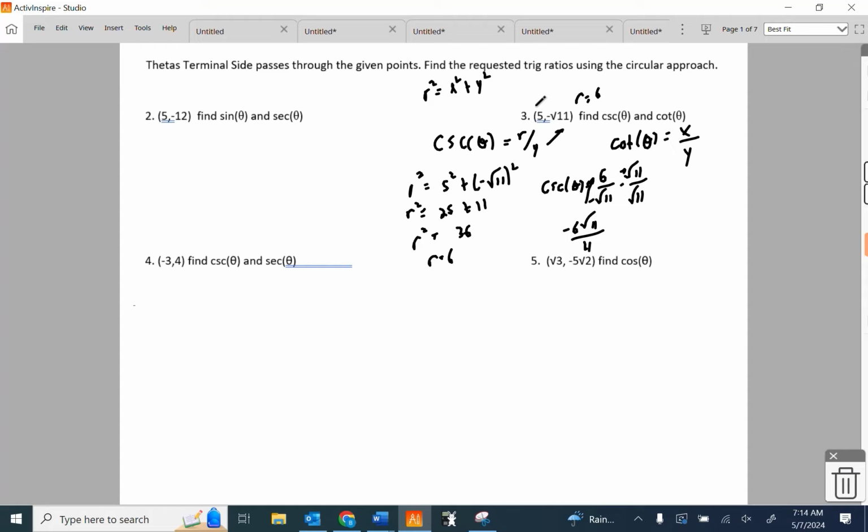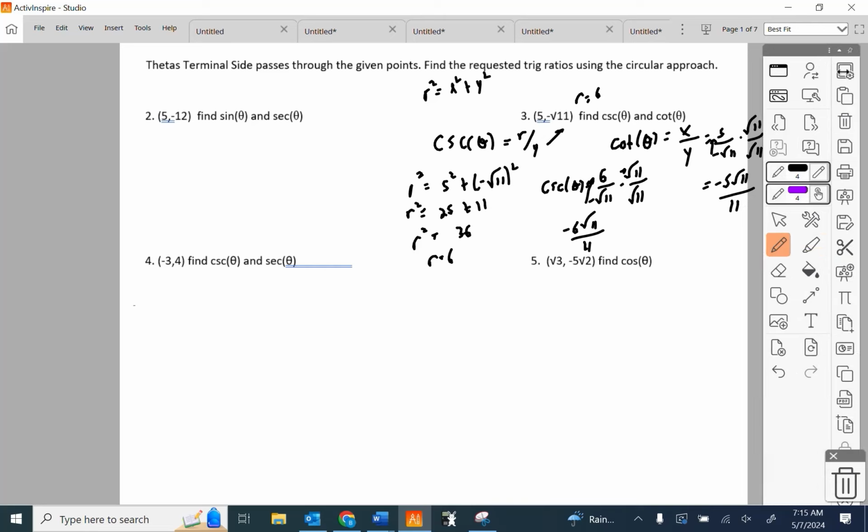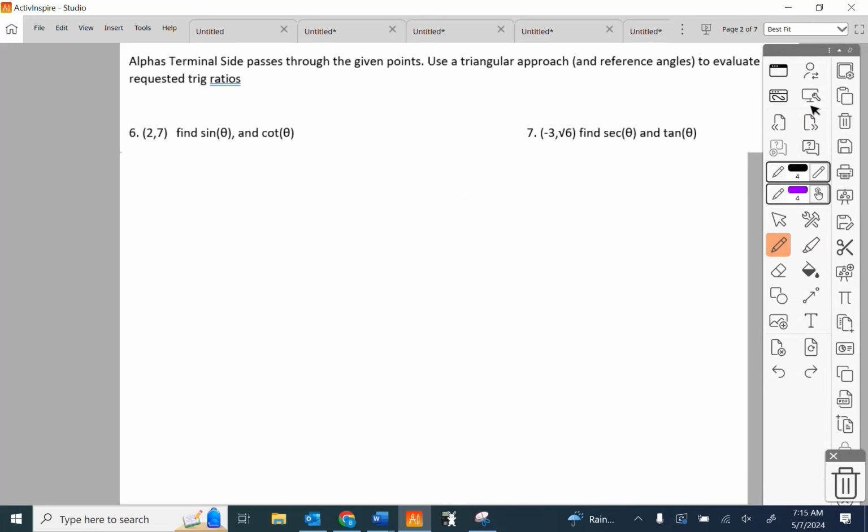Cotangent is simply x over y, so it's going to be 5 over negative root of 11. We're going to multiply top and bottom by root 11 over root 11, as I've done so many times. Negative symbols get moved up top. Negative 5 root of 11 over 11. And I'm not going to do a lot of these because I'm going to do all the ACT stuff, and that's going to suck up some of my time.